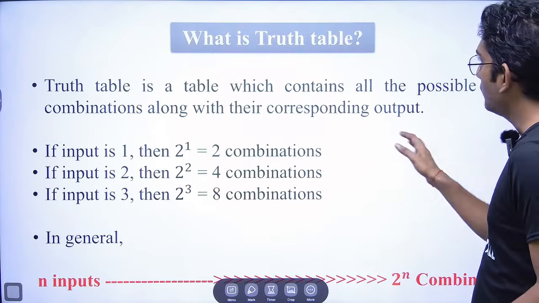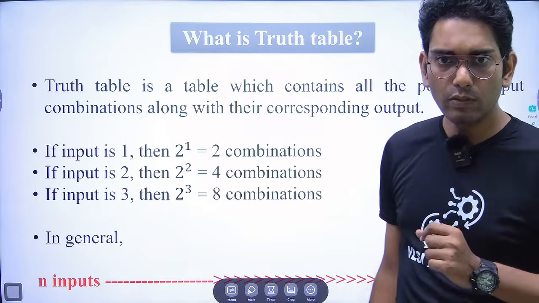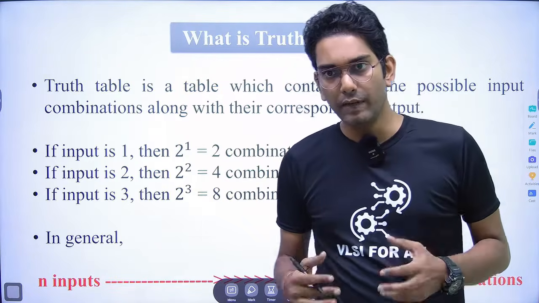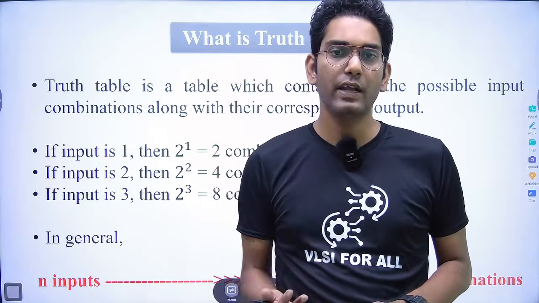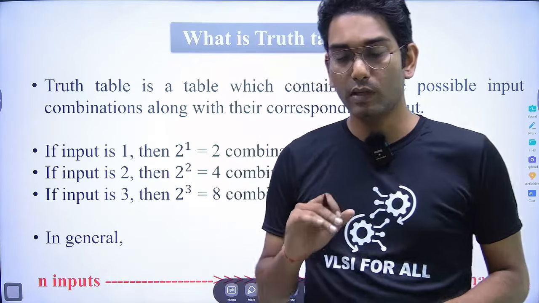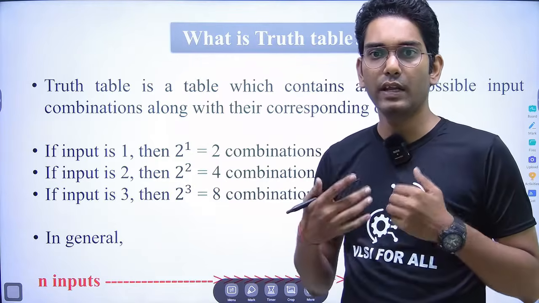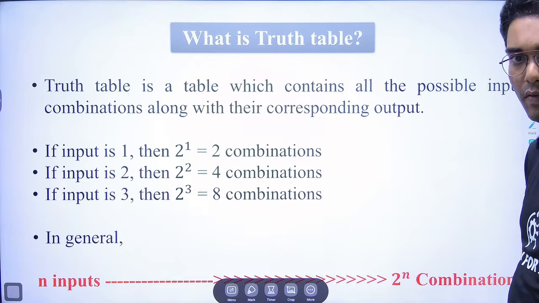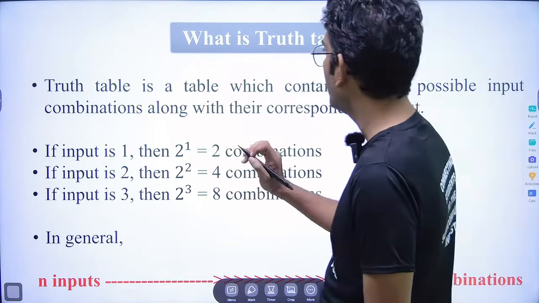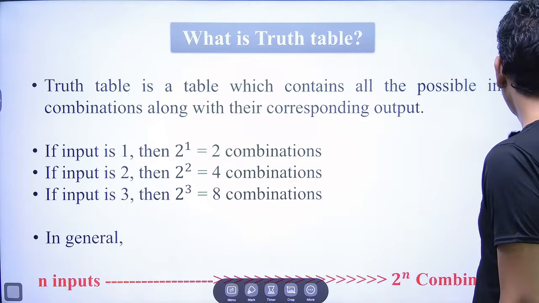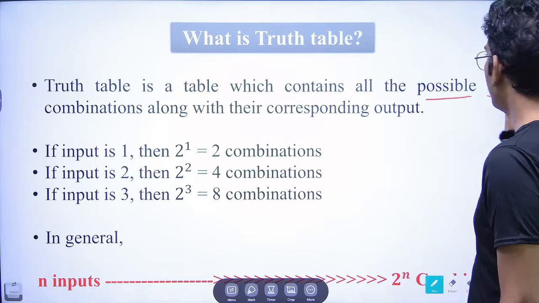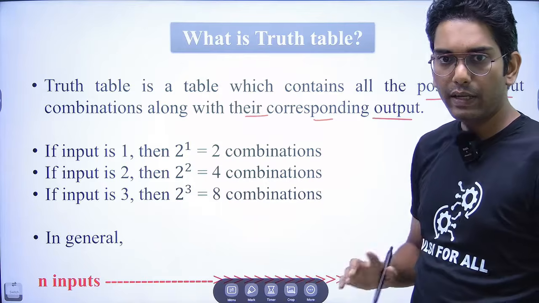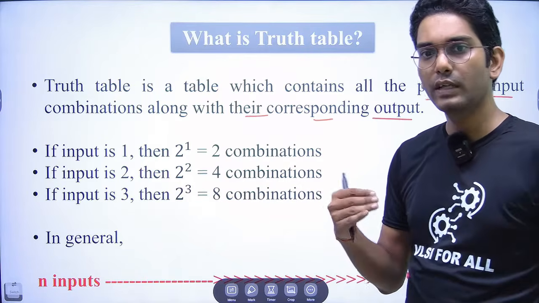Now, coming to the next thing, what is a truth table. Whenever we are studying logic gates, we need to draw the truth table to understand the functionality of that particular logic gate. So what is a truth table? A truth table is a table which contains all the possible input combinations along with their corresponding outputs.